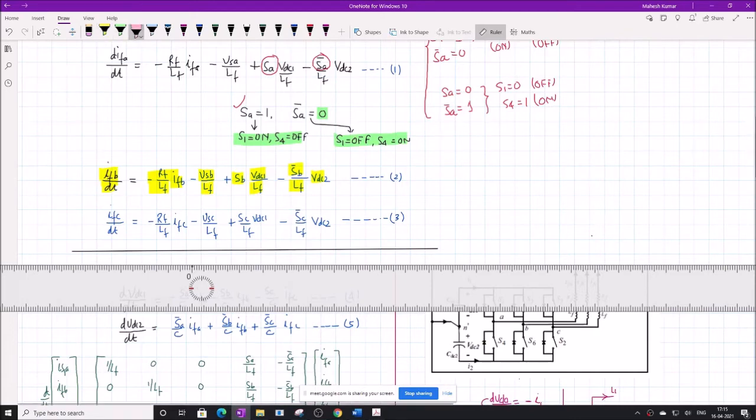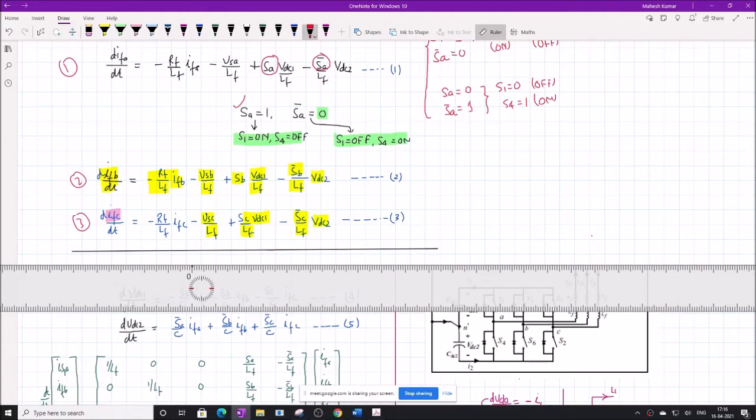And similarly for phase C, dIFC by dt, this is actually di, we put di here because it's the rate of change, so this is dIFC by dt, equal to minus RF by LF IFC minus VSC by LF, and plus SC BDC1 by LF minus SC bar by LF into BDC2. Three equations are there. This is one equation, this is the second equation, this is the third equation.